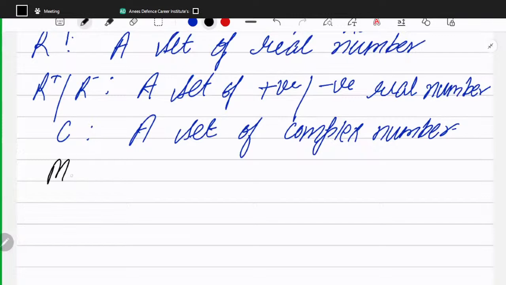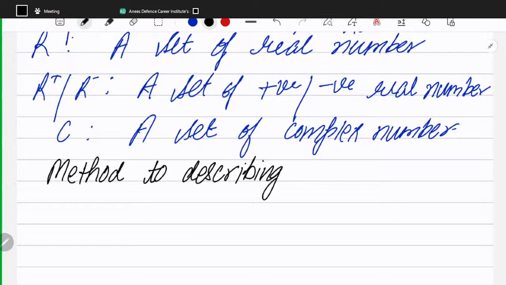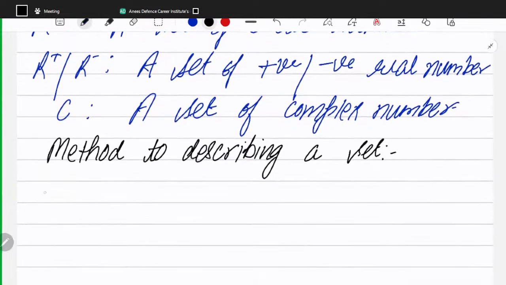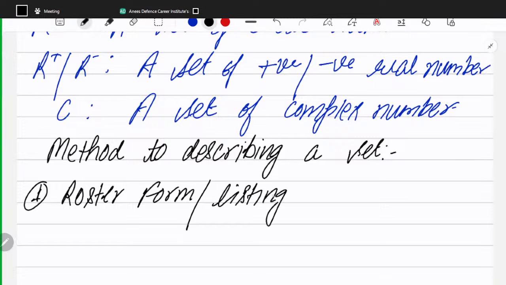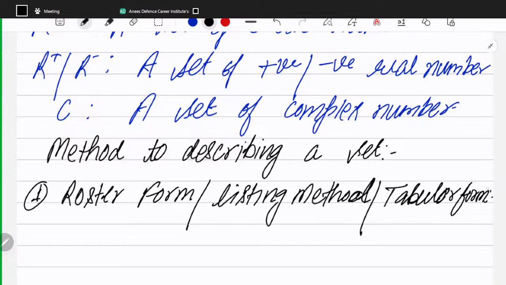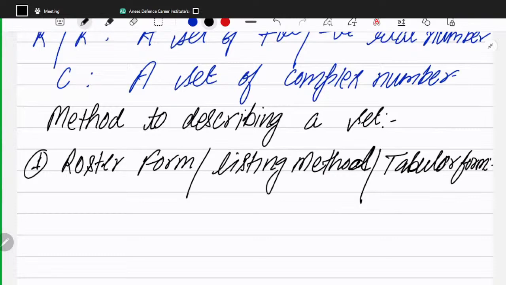Now, the next heading of set is methods of describing a set. The first one is roster form, or listing method, or tabular form. Roster or tabular or listing method.